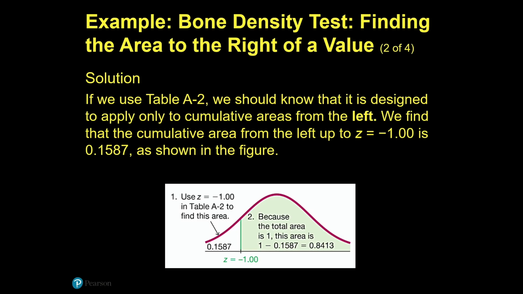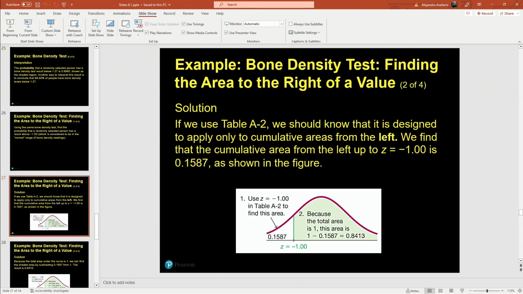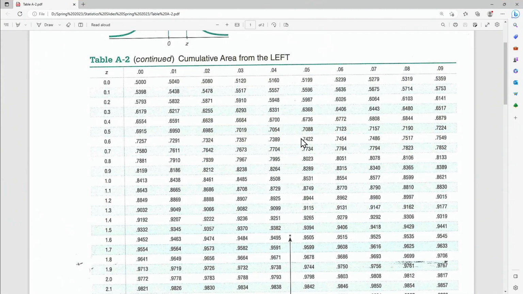So I've written down the first 2 cases. I do have to erase them so that we can go back and look at the table again. So let me open up table A2. For this example, they said that z was negative 1.00. We're still going to look up negative 1.00 as our z-score, the same way we did when it was the area to the left. It's just after we look up that area in the table, we're going to have to do 1 minus that area to get the area to the right.